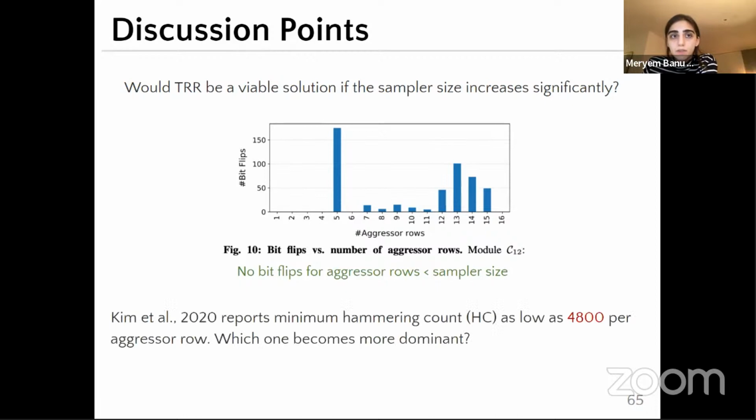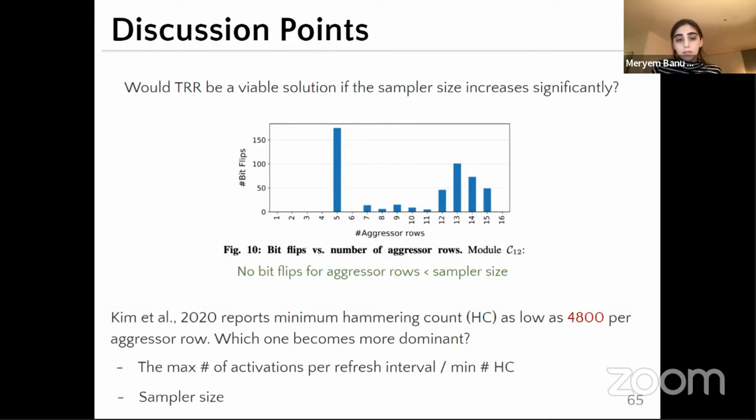So for example, I was reading this paper from 2020, which reports minimum hammering count as low as 4.8K per aggressive row. So I guess one key question here is, which of the following patterns is going to be more dominant when the minimum hammering count decreases substantially? The maximum number of activations per refresh interval divided by minimum hammering count, which is actually the number of aggressive rows we can create in a refresh interval, or the sampler size. Which one do you think is going to be more dominant? Can we increase the sampler size that much, for example?